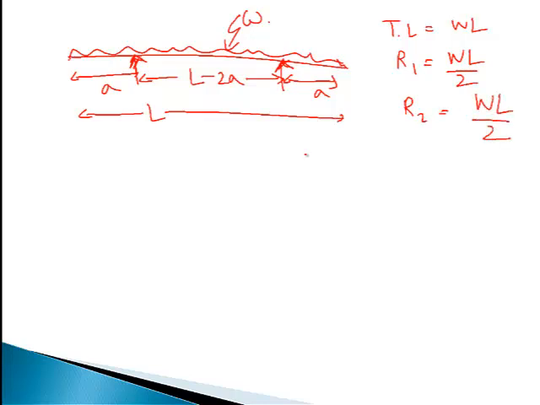This is one of the tricks to find the reaction in the examination, because it is a competitive examination, you cannot take time. So as the loading is symmetrical, only for symmetrical loading, otherwise the answer will be totally wrong. As this is a symmetrical loading, this will be WL by 2, this will be WL by 2.